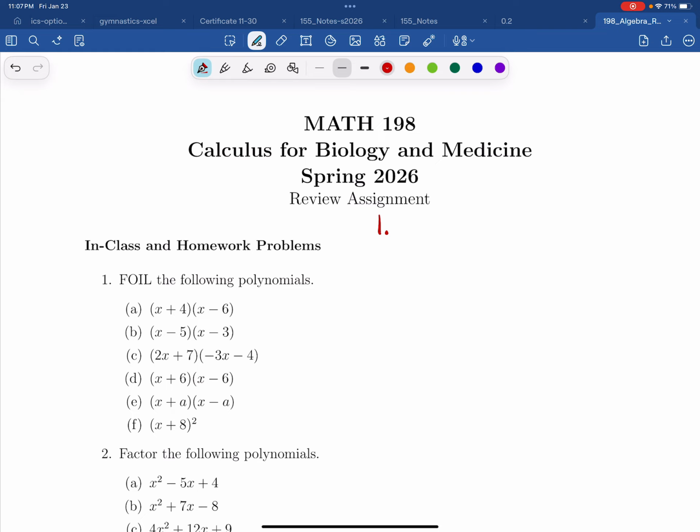And remember, FOILing means first, outer, inner, last. Let's look at part A. If we want to FOIL this expression, first, we're going to do x times x, which will give us x squared. And then we're going to do the outer part, which is going to be minus 6x. And then we're going to do the inner part. Actually, I guess we'll keep this right. The inner part would be the plus 4x.